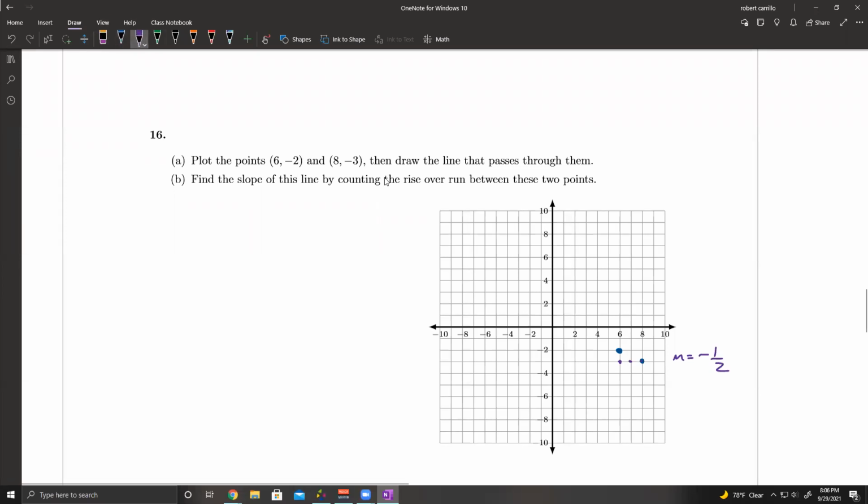Which means we can find the rest of those points and draw the line. So from this point as well, I can go down 1 and over 2, and I get the next point. From the first point, I can go up 1 and to the left 2 to get another point. And then I'll do the same. Up 1, left 2, and there we go. 5 points is perfect. Okay, sweet.